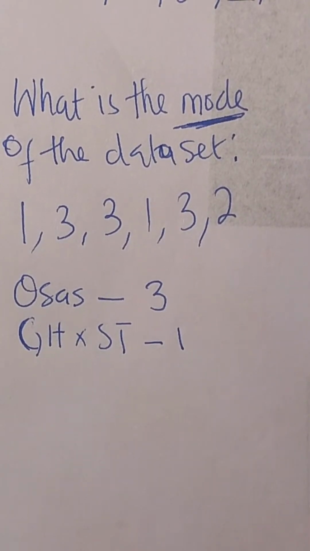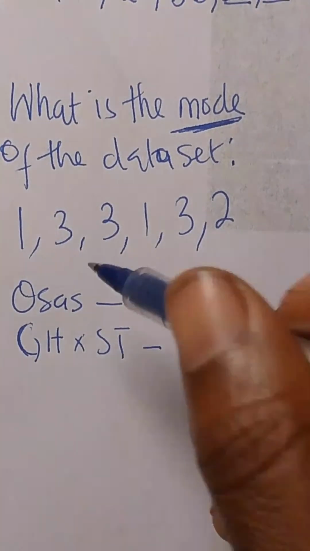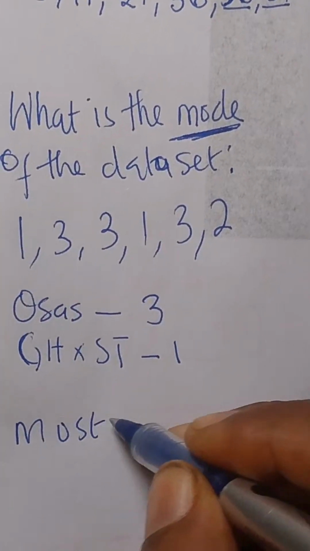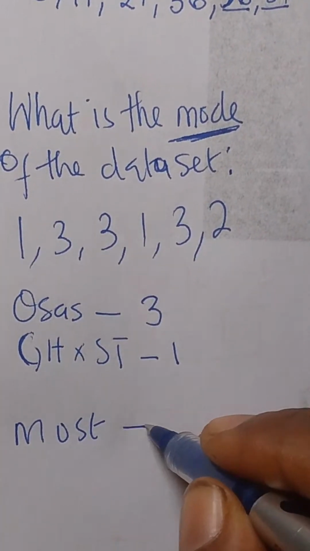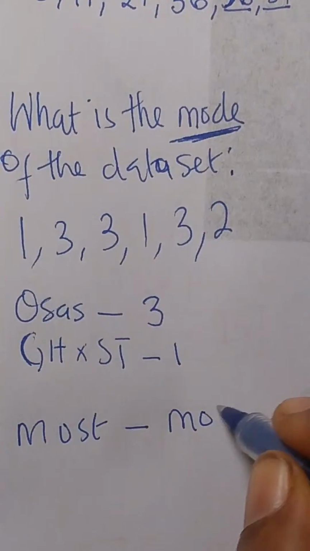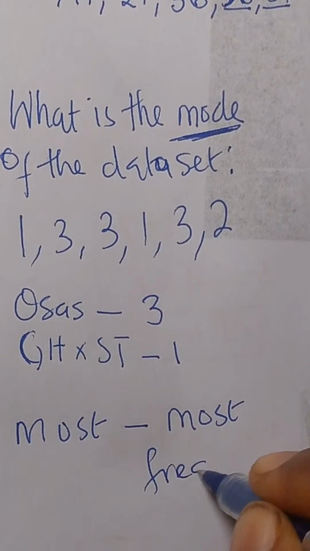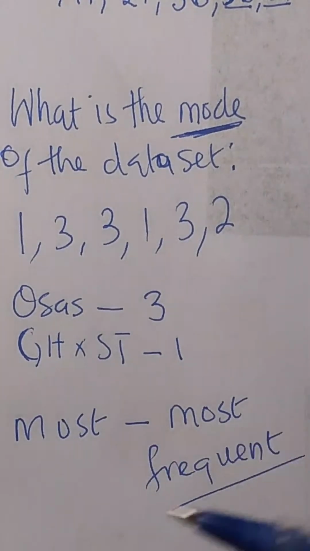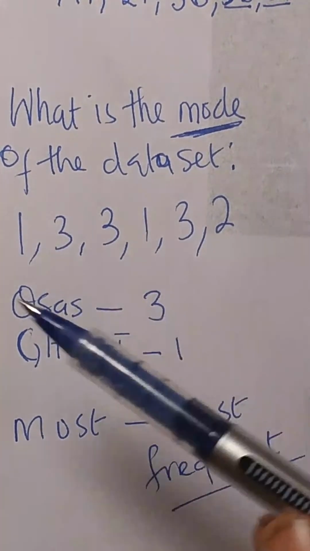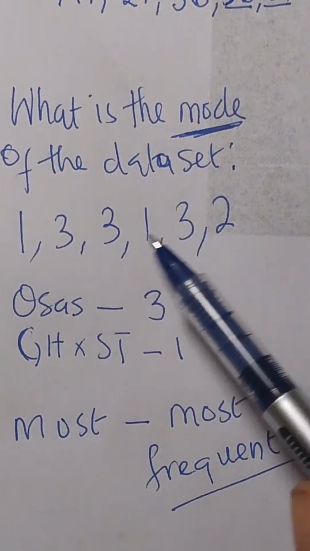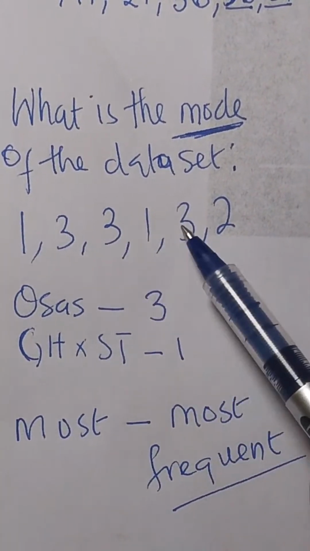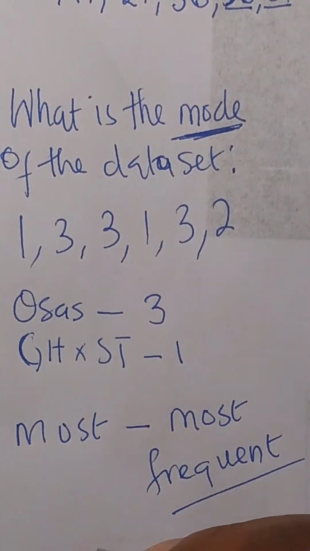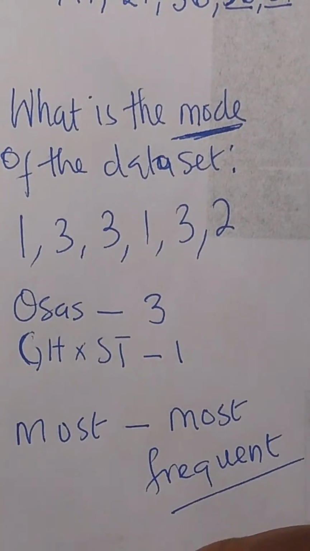So let me solve it, okay? Now, the mode simply means most frequent, the one that occurred the highest. We have 1, 3, 3, 1, 3. So 3 occurred more. We have 3 in 3 places, 2 for this one, 1 for this one. So the answer is 3. So the mode is 3.